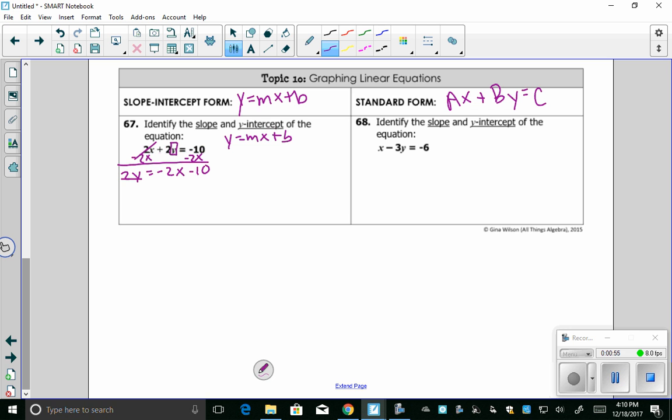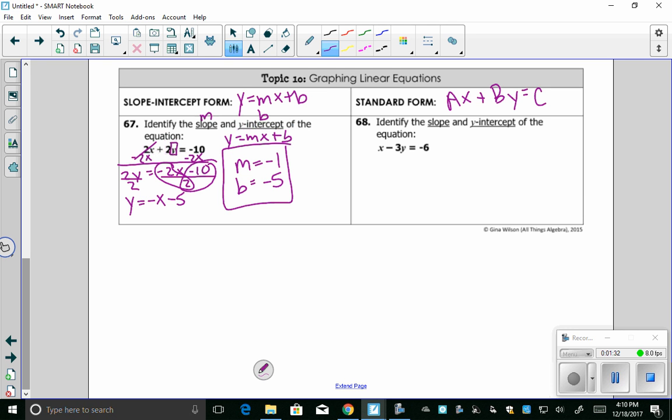Y is still not by itself, so to get it by itself, I have to divide by 2. And I get y equals negative 2 divided by 2 is negative 1x, or negative x. Negative 10 divided by 2 is negative 5. It says identify the slope, which is m, and the y-intercept, which is b. So in this case, my slope is negative 1, and my y-intercept is negative 5.